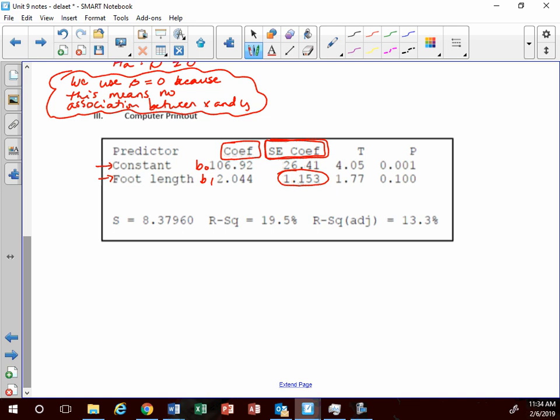All right, you also have a t and a p here. So the t is your test statistic, and the p is the p-value you would get at the end of your hypothesis test. Again, do you think I want the ones associated with the constant or with the variable of the slope? Yeah, the second one. So the 1.77 matters, and the 0.10 matters. Okay. All right.